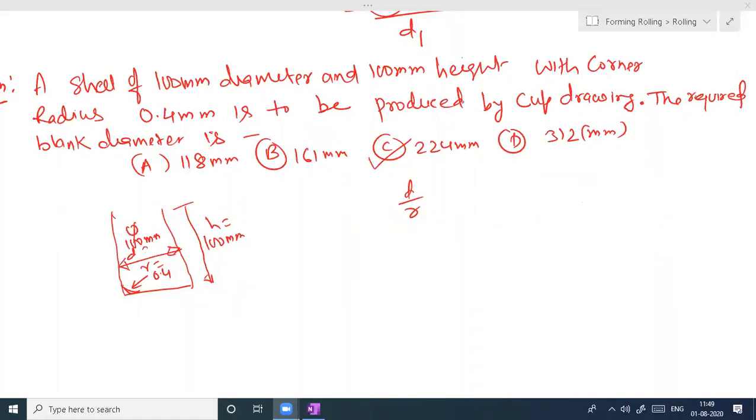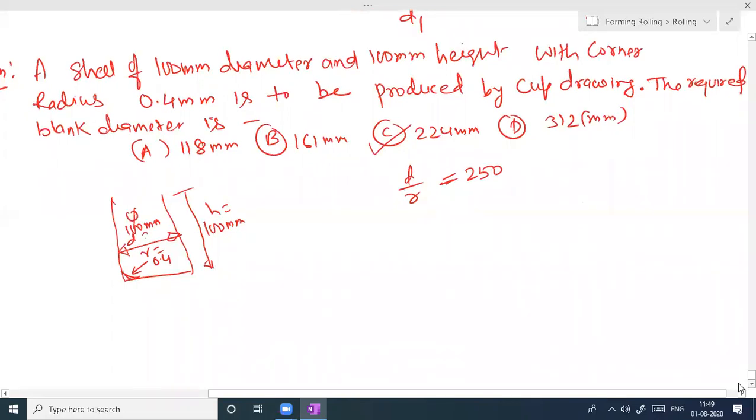So D by R will be your 250. So we'll apply that formula directly. Now question 2. A cylindrical cup. Please solve simultaneously. When my question completes, you have to tell the answer.